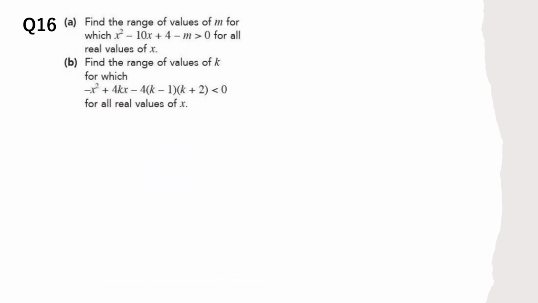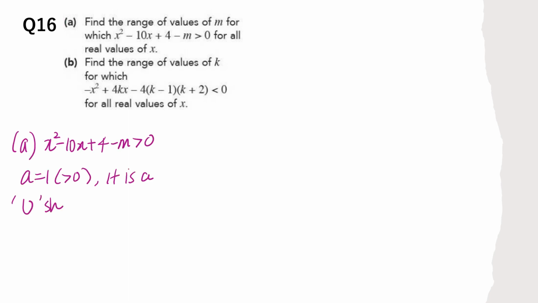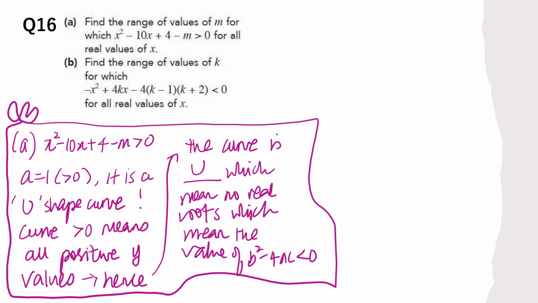Okay, let's look at question 16. All right, so we're going to do the same. What do I mean by do the same? The 4 steps or the 3 steps that we usually do. Look at the coefficient of x squared. Determine whether U shape or N shape. Determine whether it's entirely above the x-axis or entirely below the x-axis. And then from there, we determine what values of discriminant we should be using. If you look at the explanations on the screen, the coefficient of x squared is 1, more than 0. It's a U-shaped curve.